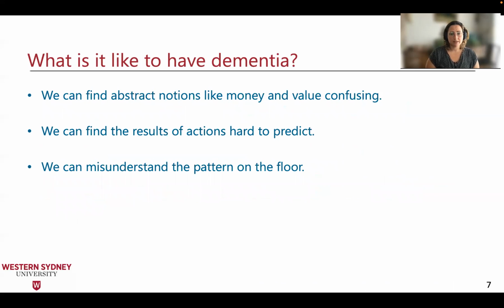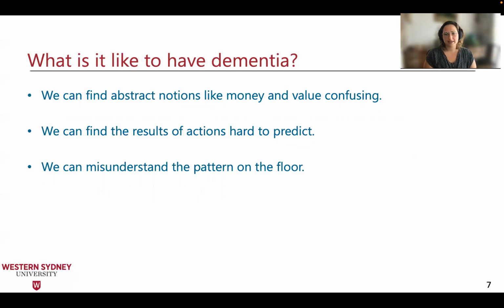So what's it like to have dementia with a deficit in this area? We can find abstract notions like money and value confusing. So it's very difficult to process things such as the value of money. For example, one of the participants I have worked with myself had issues going to an ATM and withdrawing money. When she wanted to only withdraw $50, she ended up 3 times going back to the machine and withdrawing $500 at a time, which is when there needs to start to be limits on withdrawal amounts.